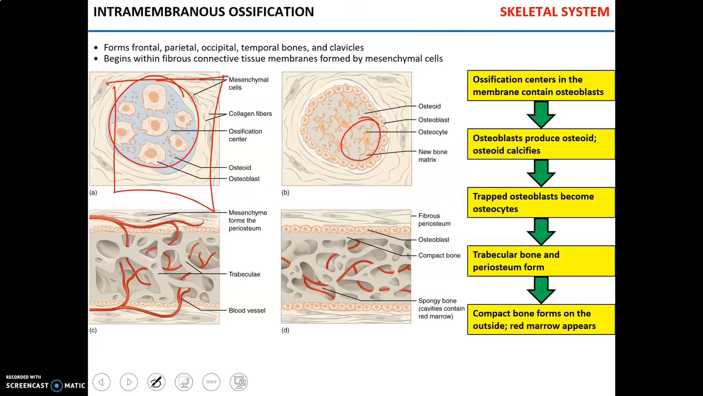Eventually, this connective tissue membrane is fully replaced by the trabecular bone, and finally the edges of the trabecular, or spongy, bone undergo remodeling, forming a compact bone, and red bone marrow fills the empty spaces on the inside of that spongy bone.